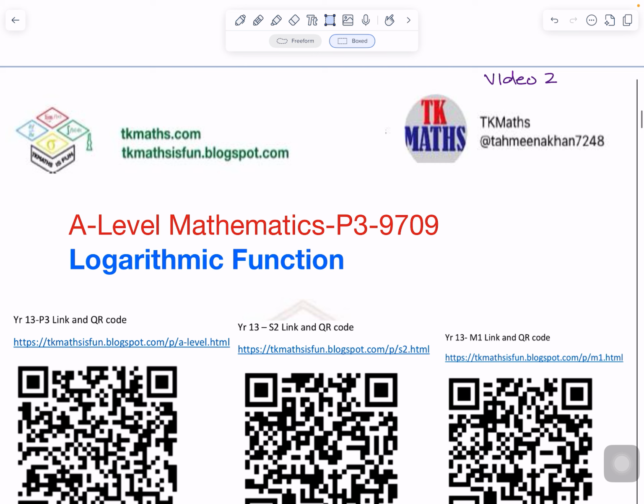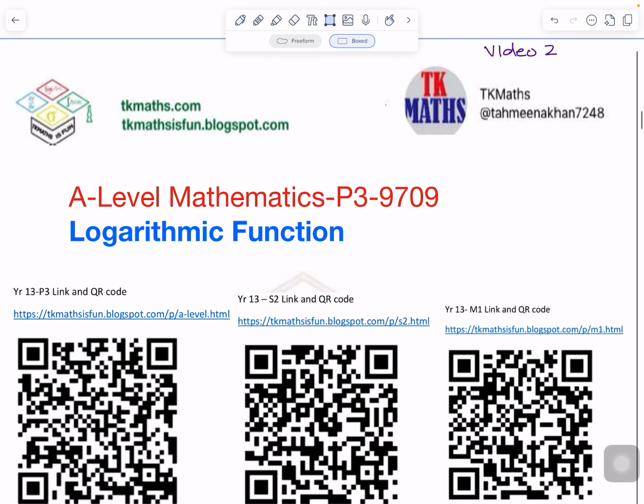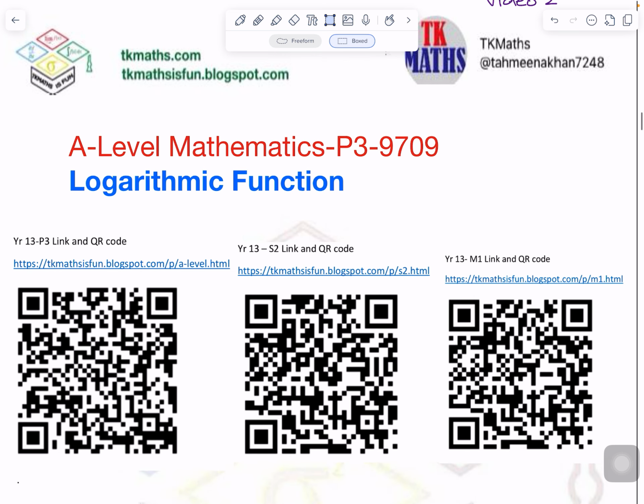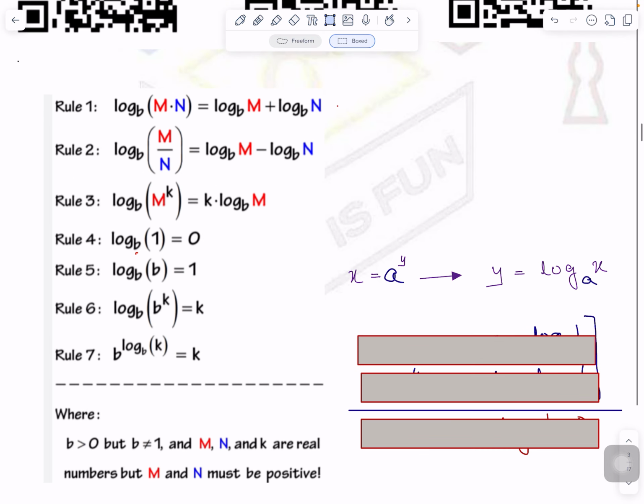In today's video, which is video number 2 on logarithmic function, which is a part of the syllabus of A-level mathematics, P3. So in the previous video, we have seen the rules of the log in detail, and then we have solved one question.